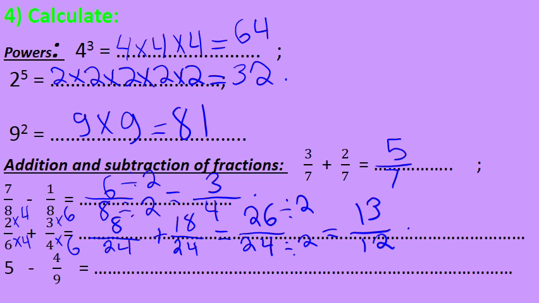Now we have 5 minus 4 over 9. We put 5 over 1. Yes, we multiply the first fraction by the denominator of the second fraction, which is 9, and we multiply the second fraction by the denominator of the first, which is 1. You get 2 fractions. What are these 2 fractions? 45 over 9 minus 4 over 9.